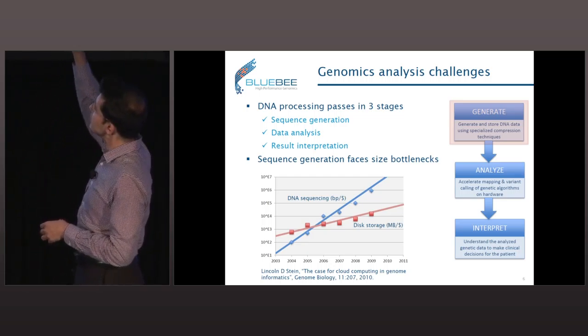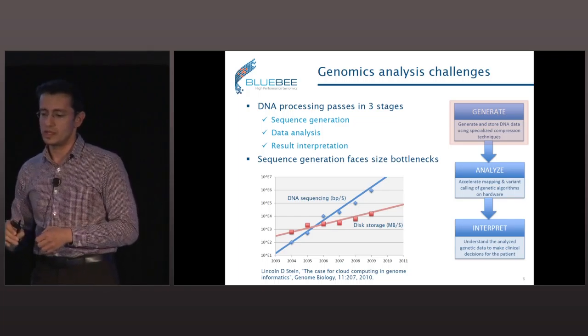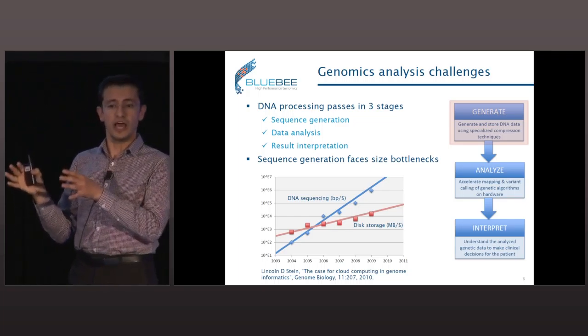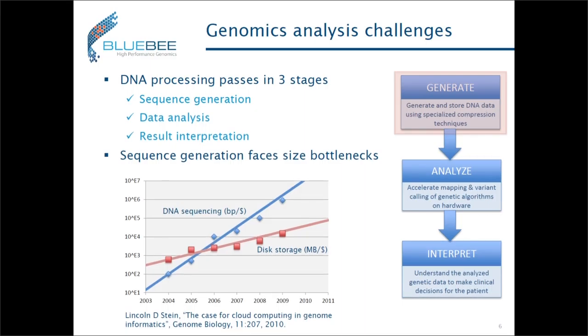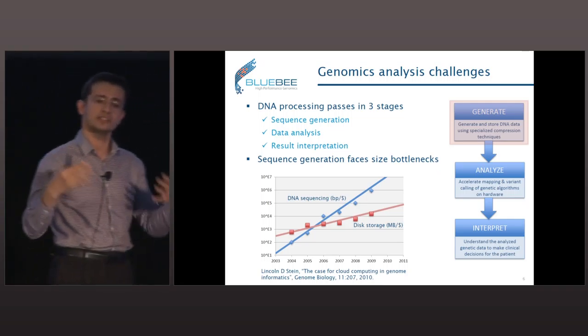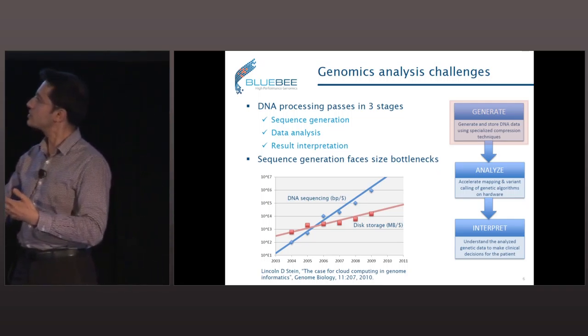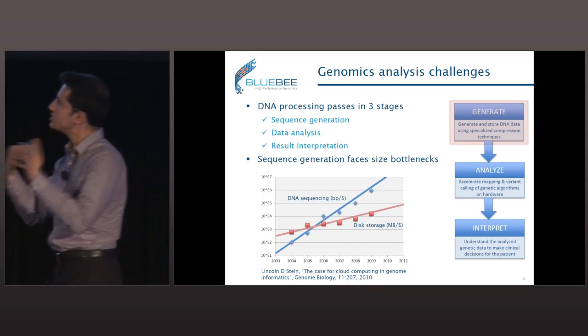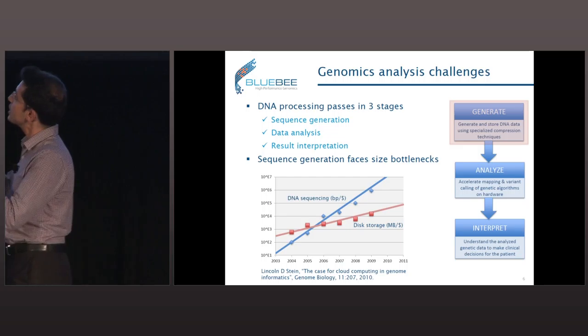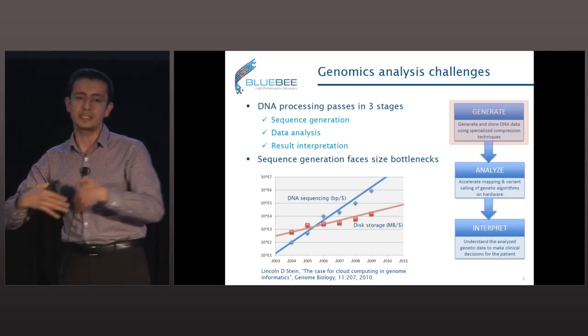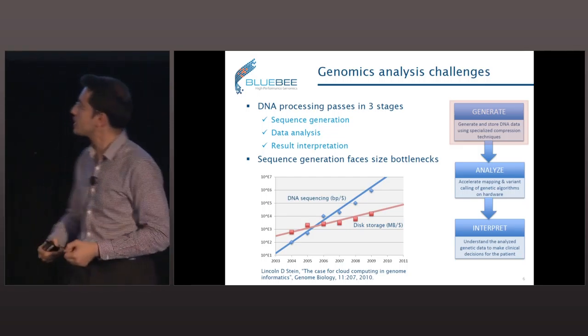Now, there are 3 different aspects within genomics that actually cause a big challenge in the field. The first one is the phase of generating the information. Here I show a figure, a graph that shows the speed of generating, the reduction in price of generating genetic information, and the reduction in price of our hard disk storage capacity.